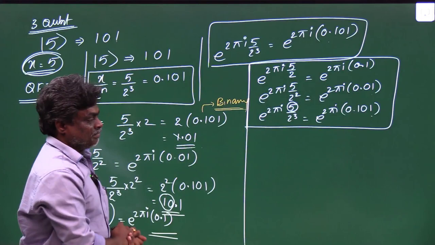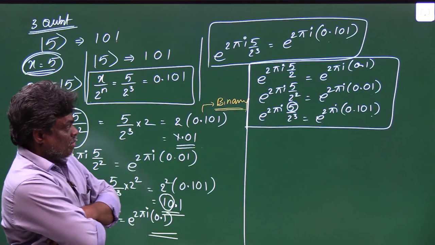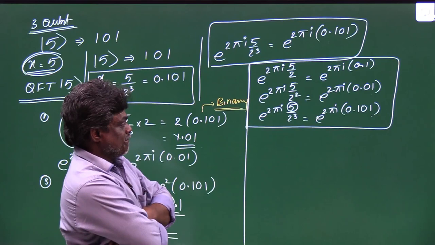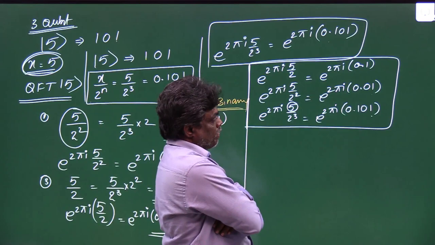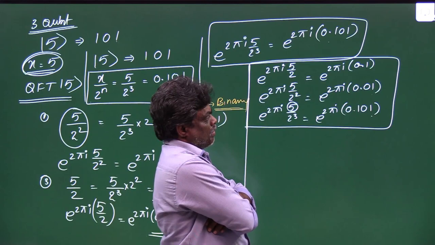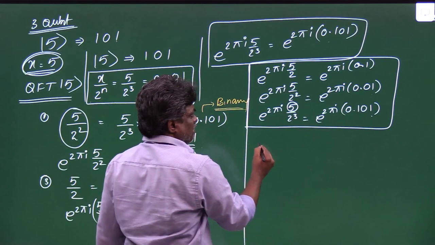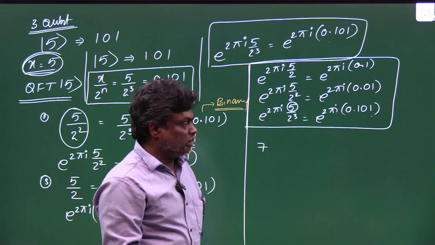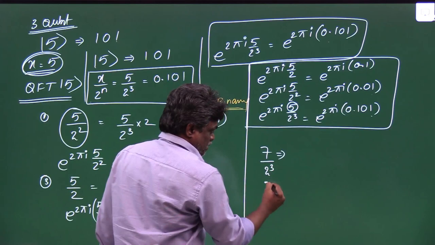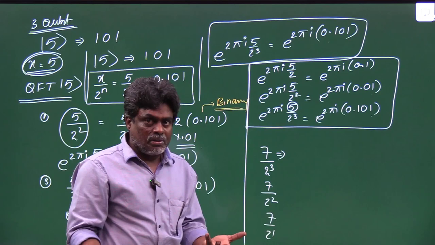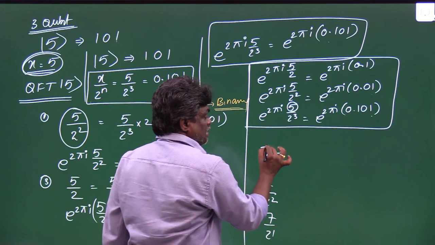That's it. So, whenever we are shifting to the left, in a generic case, it depends upon the input you are taking. Take 7 for example. If you take 7, you won't get any 0, all 1s only. 7 by 2 cube, 7 by 2 square, 7 by 2 power 1. That's it, only 3 terms, because I have taken 3 qubits. So, 7 by 2 cube means simply 0.11. Now tell me this one.